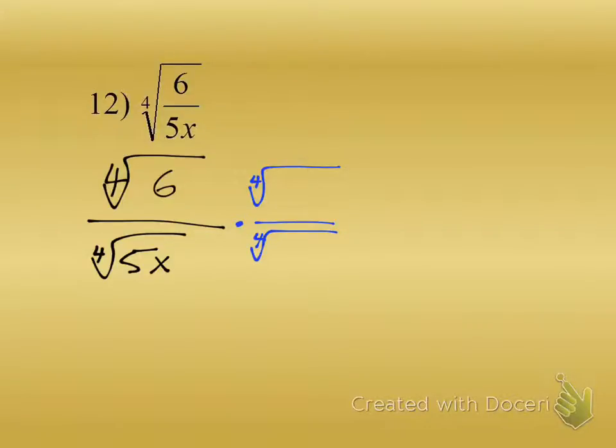So we know we need fourth roots. We need x right here to have a power of what? 4. Because we need to get rid of it underneath a fourth root. So we need to multiply x by something that's going to make it have a power of 4, which would be x to the third. Good. X to the third.